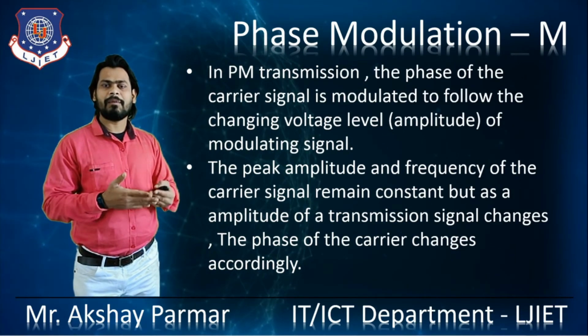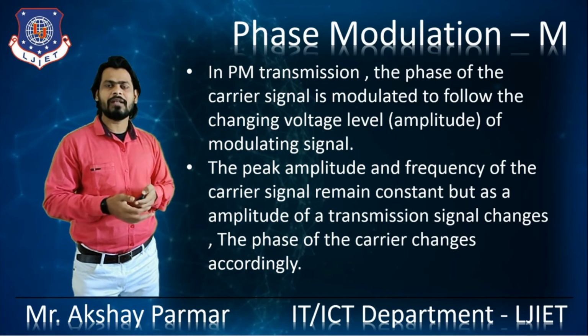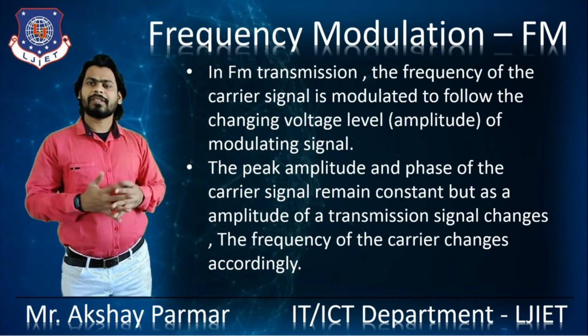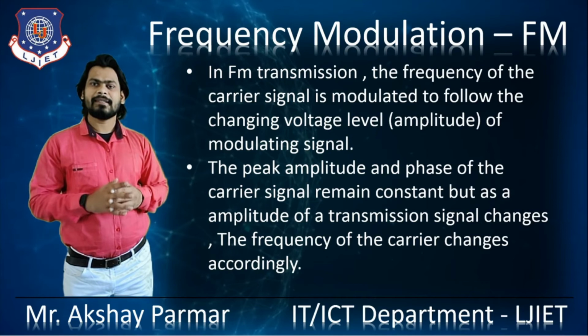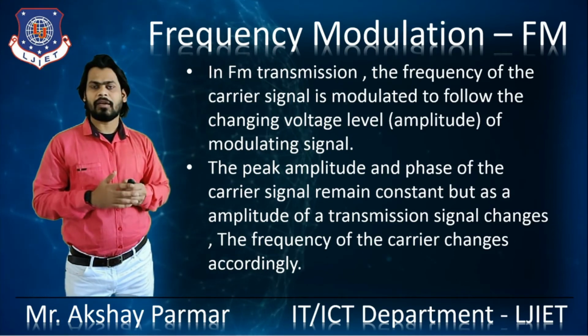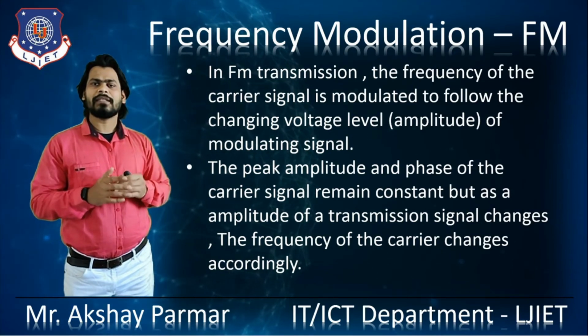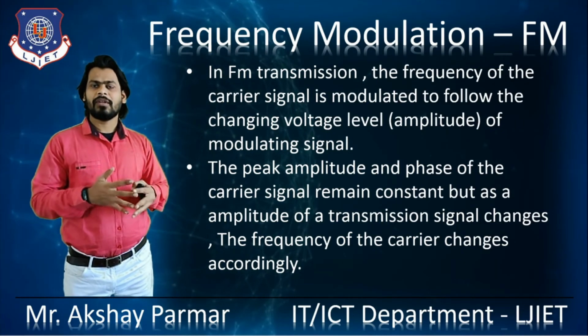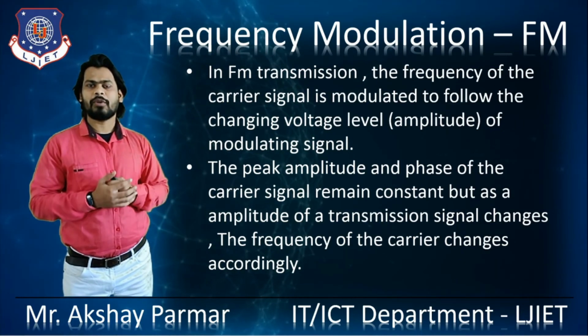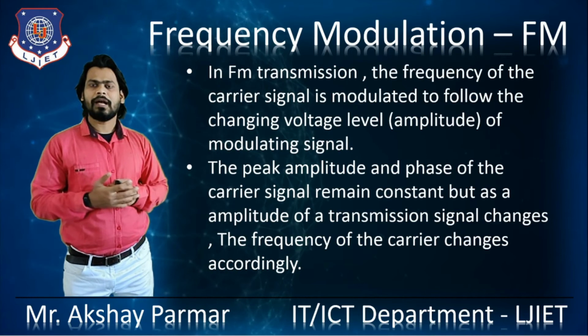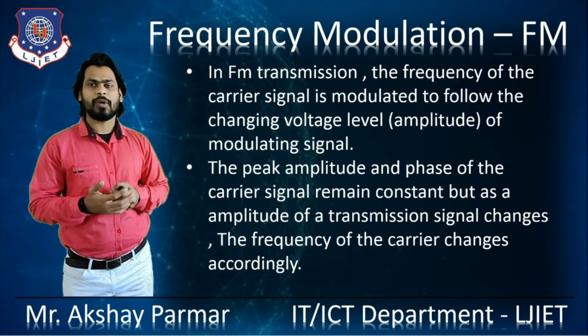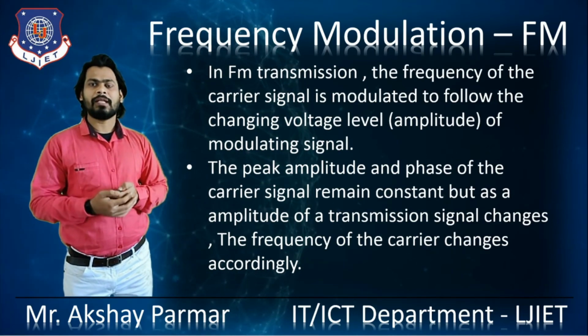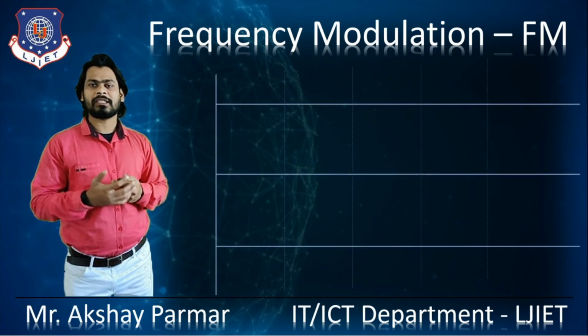In amplitude modulation we change the amplitude, and in the frequency modulation technique we are changing the frequency of the signal only. We are not touching the amplitude or the phase of the signal in the frequency modulation technique. So let's see how the frequency modulation technique works with an example.